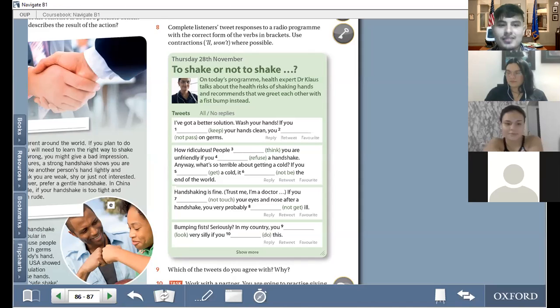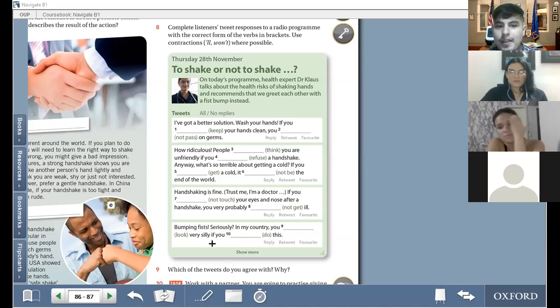Bumping fists. Seriously, in my country, you will look very silly if you will do this. I don't know. Okay, don't worry. No right, no wrong answers. Ladies, once again, keep it basic. I'm going to use the annotate tool. Give me a second. Here it is.